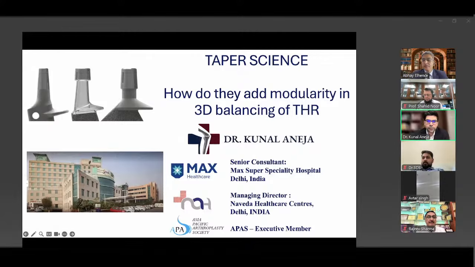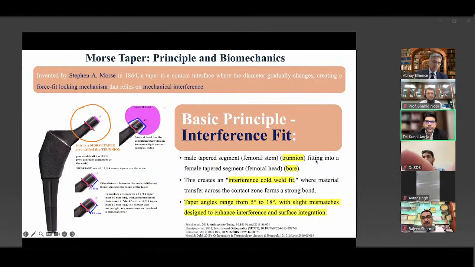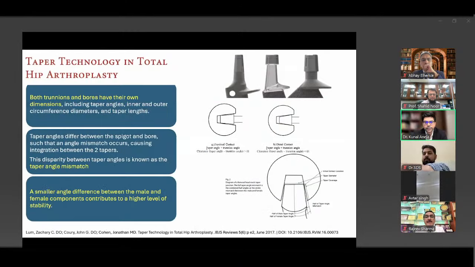We have had discussion on the 3D balancing by Dr. Rami, followed by the offsets and now the taper science. So let's move on to the modularity and how it affects the 3D balancing using the taper principles that Dr. Abhay has talked about. With the natural interference fit that a trunnion and the bore combine together, we have varied degrees of taper angles. We have talked about the taper interference fit, so the head and the neck should fit together through the taper angle mismatch, which is what Dr. Abhay was talking about in the last question.